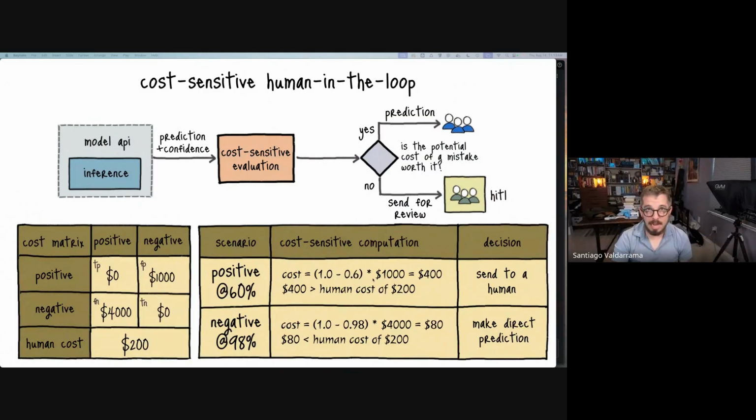But let's say now the model answers, oh, that is not going to break with 98% accuracy. I can do the same thing, 1 minus 0.98 multiplied by $4,000, that will be a mistake. If I say negative and it's actually positive, the cost will be $4,000. So that will come out as $80. If I send it to a human, it's going to be more expensive. So I would rather take the chance and make a prediction here that says, nope, this is negative. So in this case, the decision will be make a direct prediction. Don't send it to a human.